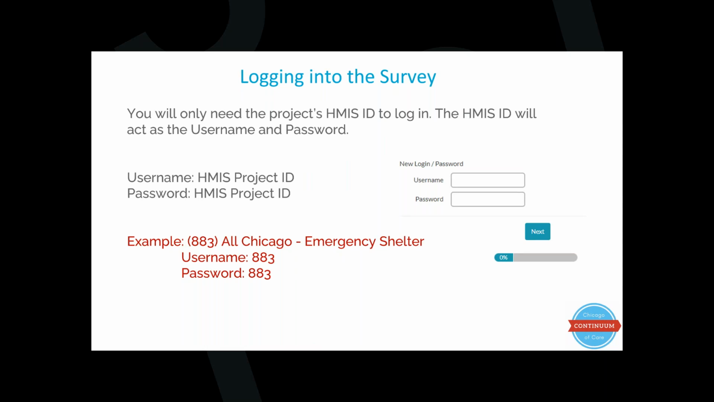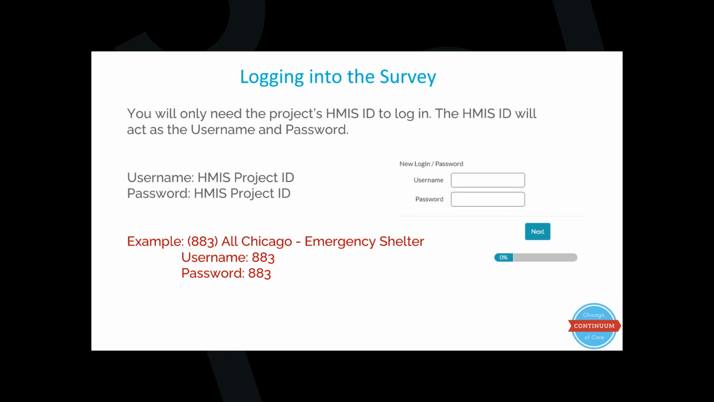The username and the password are going to reflect the HMIS ID number of the project that you're intending to complete the survey for. So for example, if I'm going in to complete a survey for an All Chicago Emergency Shelter project, and the ID number for that project is 883, then the username and the password that I'm going to put in is 883. Doing that is going to allow the survey to go to the next screen so that you can then complete the questions for this particular project.